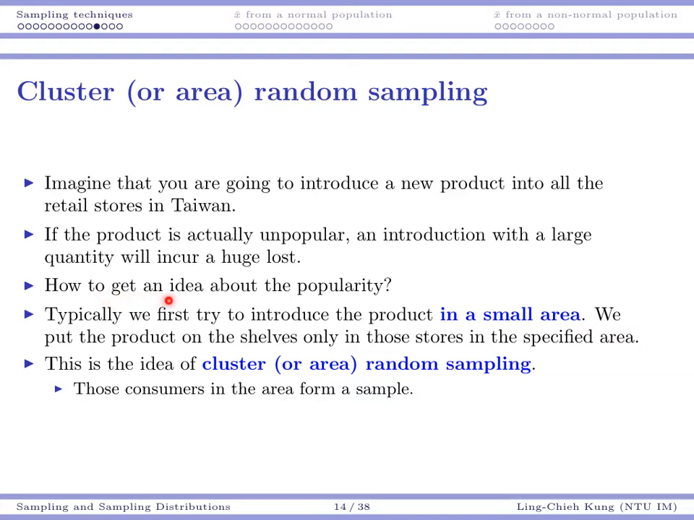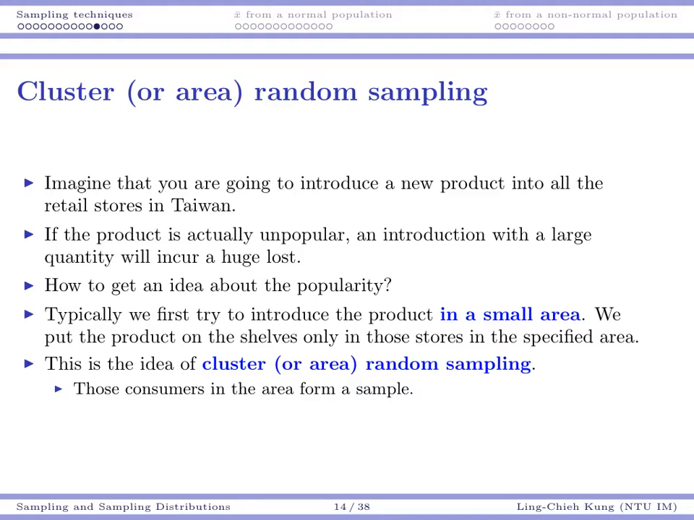So if you want to get some idea about the popularity, one possible way is to introduce that product in a small area first. Okay, we may put that product in our stores in a specific area or in just a random sample of stores. Okay, if you have 1,000 stores in Taiwan, you probably select 10 stores or 50 stores and try to sell the product in those stores. Okay, that's going to lower the risk for you to introduce this new product.